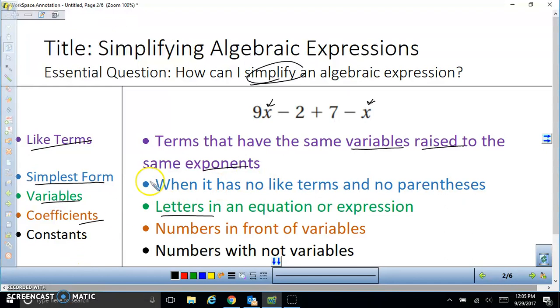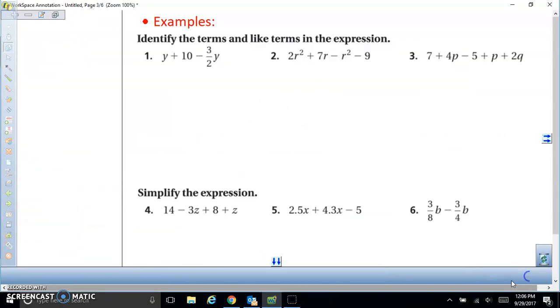Coefficients. Coefficients are the numbers in front of the variable. And constants are also like terms, and they are ones that have no variables. So these are constants, -2 and 7 are constants, so they are like terms and we can combine them. Let's go ahead and practice this simple task first, identifying like terms.